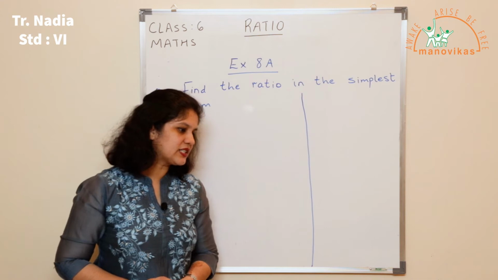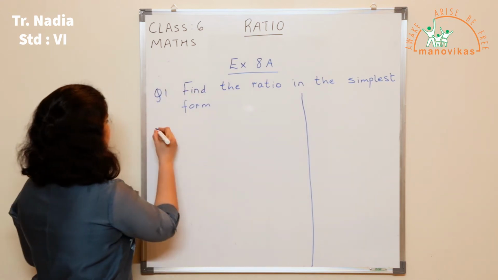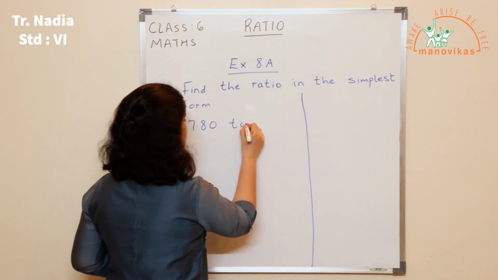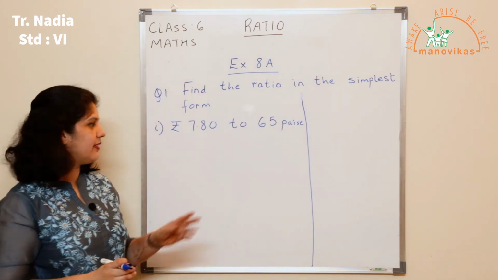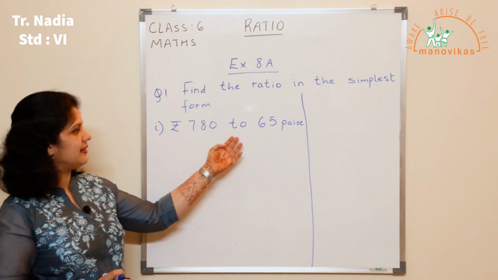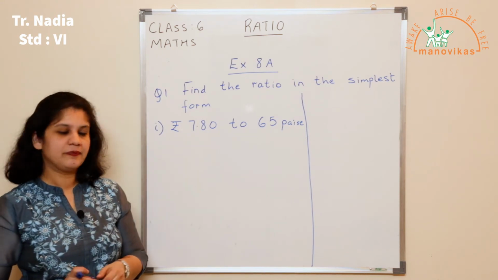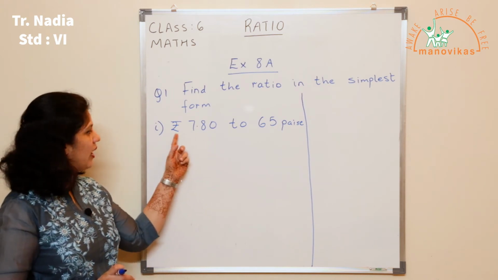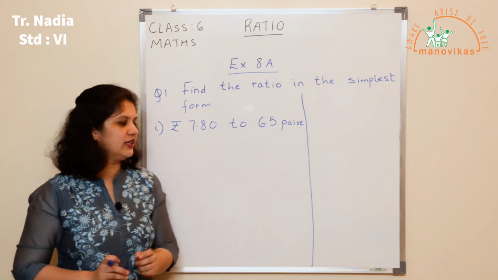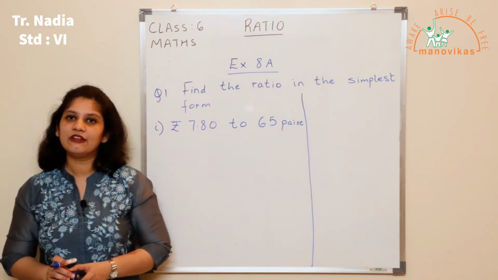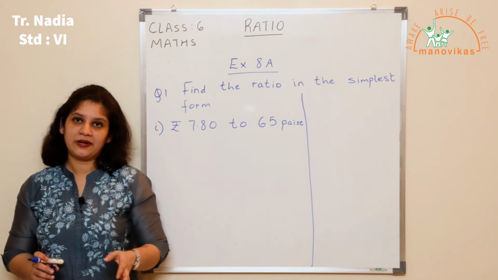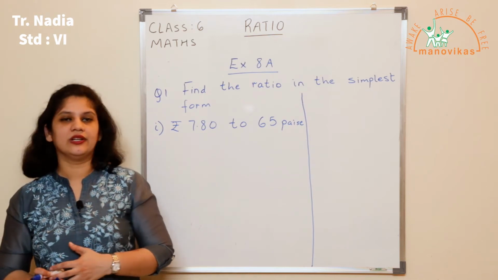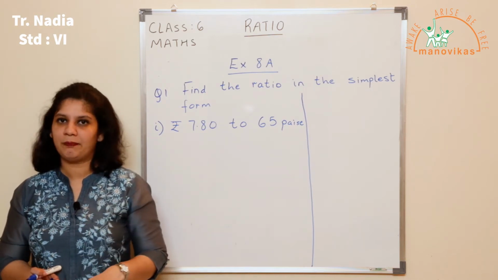So, the first one says rupees 7.80 to 65 paise. Okay, you have to express this as a ratio. Rupees 7.80 to 65 paise. Now, if you look carefully here, children, the units are different. One quantity is in rupees, the other quantity is in paise. And as I have told you, you cannot express in a ratio form if the units are different. So what we can do here is we will convert everything into paise.